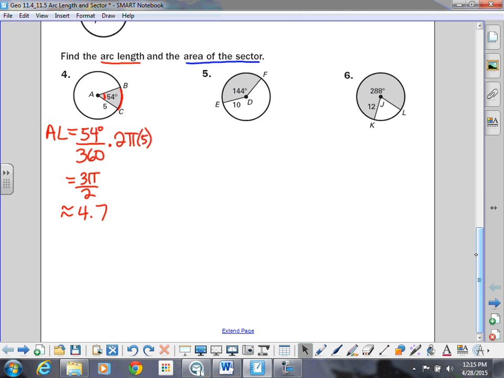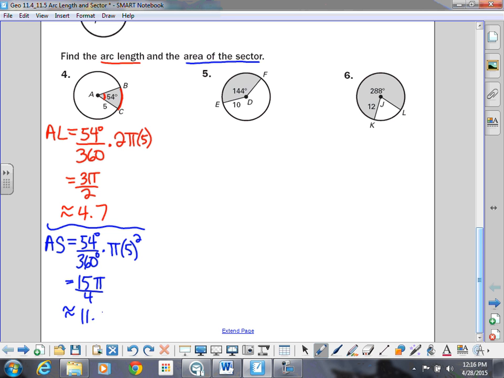Now for the sector, I'm going to abbreviate area of a sector as AS. I'm going to do 54 degrees divided by 360 degrees. Remember, that's the fraction. And I'm going to multiply by the area, since I'm doing area of a sector, so that's pi r squared. And when I put that in my calculator, I get 15 pi over 4, and then that gives me about 11.8.